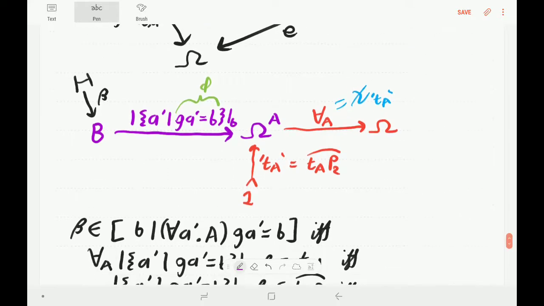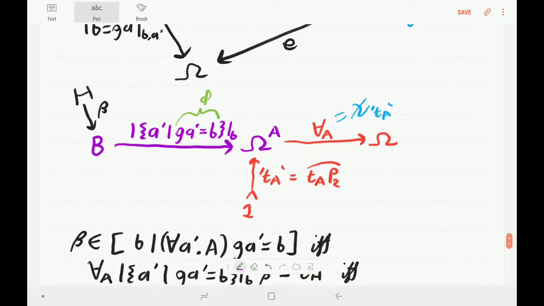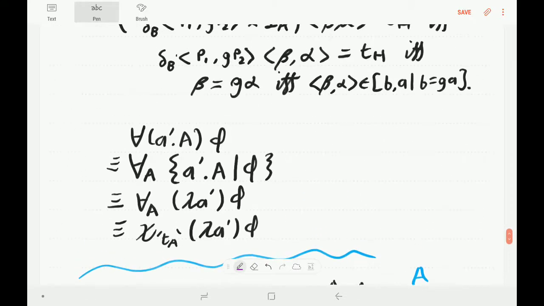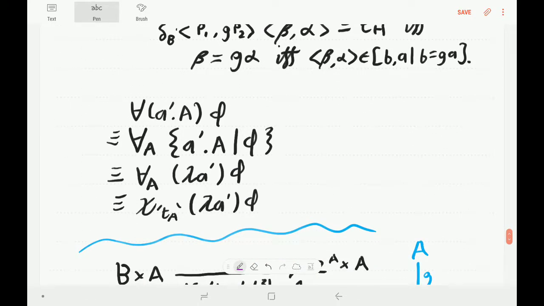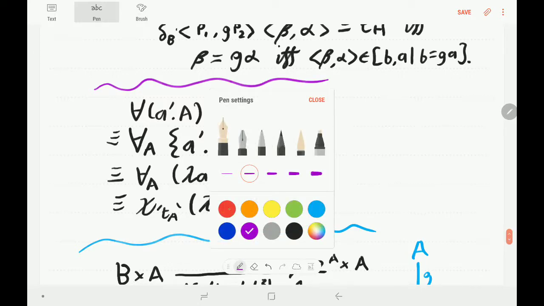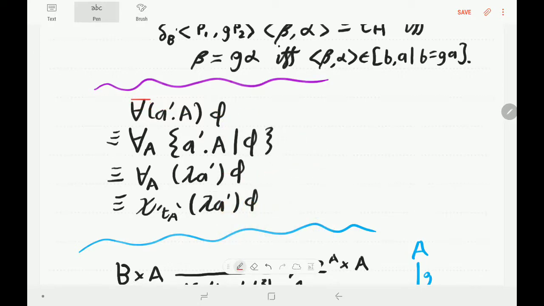So we can understand this. Firstly, here's a little bit of notation then. What does it mean when we say this is a term, okay? Let's say it's a term of type omega, it's a formula. So what does it mean when we say for all A dash in A, we have phi? Well, that's just an abbreviation for saying for all A, we have this set builder notation, the collection of A dash in A such that phi.